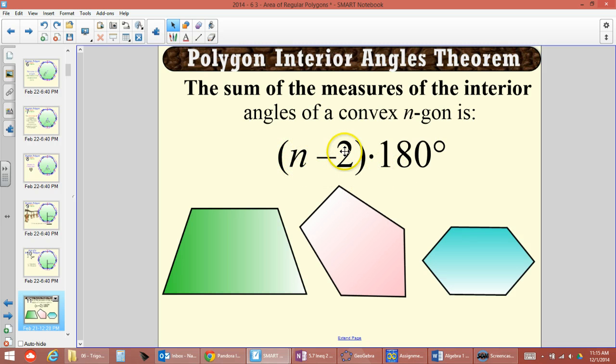So, for instance, a square has 4 sides. Well, 4 minus 2 is 2. 2 times 180 is 360. And we know that in a quadrilateral, all 4 angles have to add to 360. For a triangle, this would be 3 sides. So 3 minus 2 is 1. 1 times 180 is 180. And we know the angles of a triangle have to add to 180.